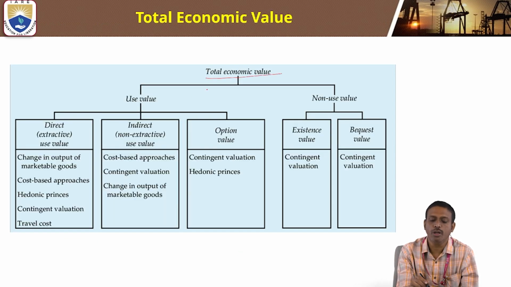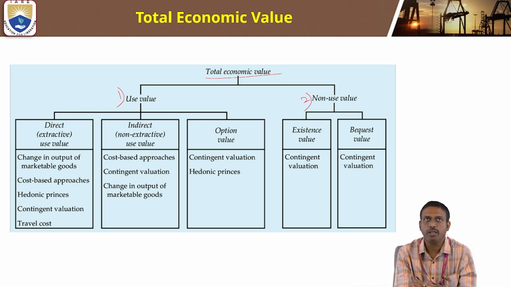Total economic value is again divided into two types: use value and non-use value. Use values are direct use value and indirect use value. Direct use values involve change in output of marketable goods, cost-based approaches, hedonic prices, contingent valuation, and travel cost. These come under the direct use values of biodiversity.